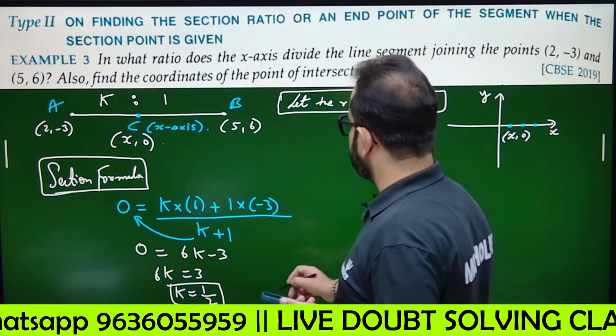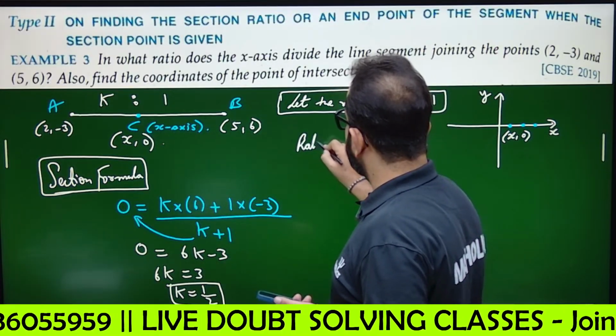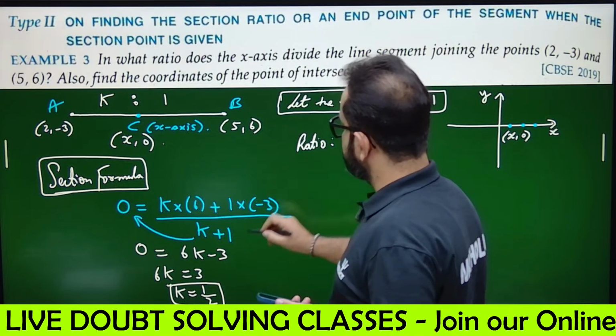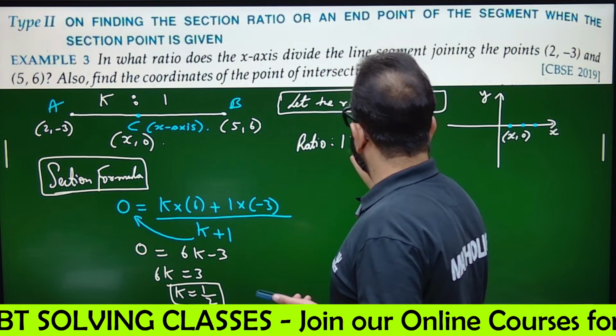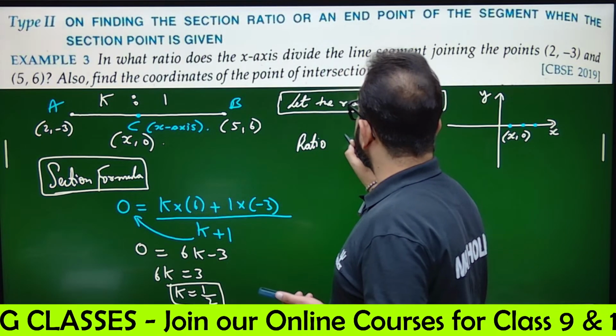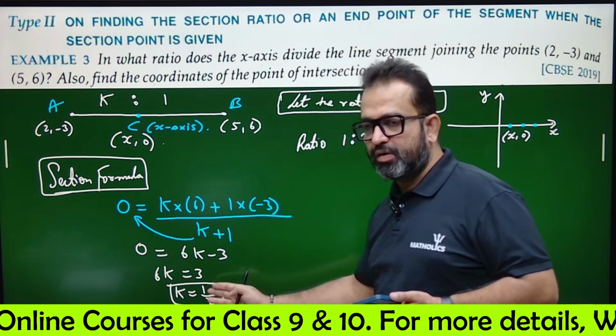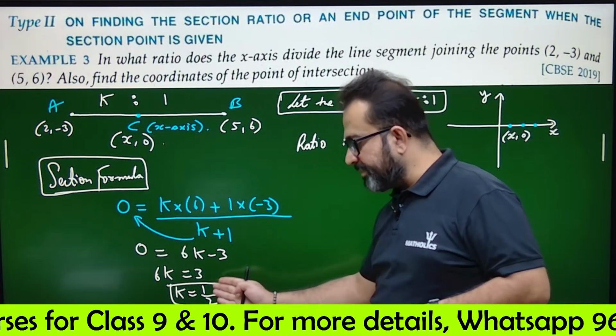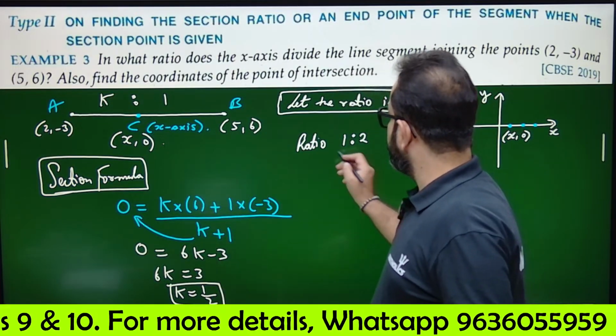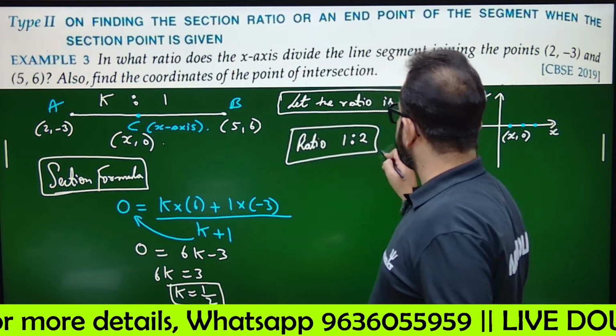We'll write the ratio. So the required ratio will be equal to what? The ratio was k is to 1, so it will be 1 is to 2. You don't have to write k. If it is 1 by 2, it is 1 is to 2. If it is 4, the ratio will be 4 is to 1. If it is 5 by 3, the ratio will be 5 is to 3. You have to write like this. This is the answer.